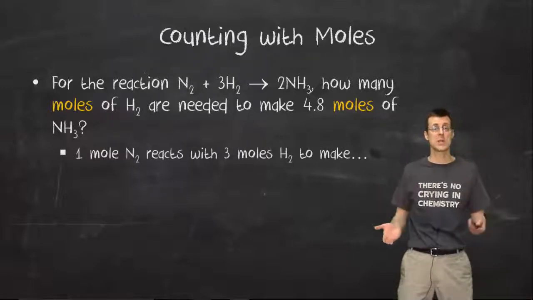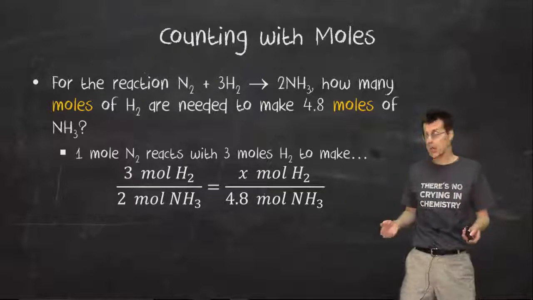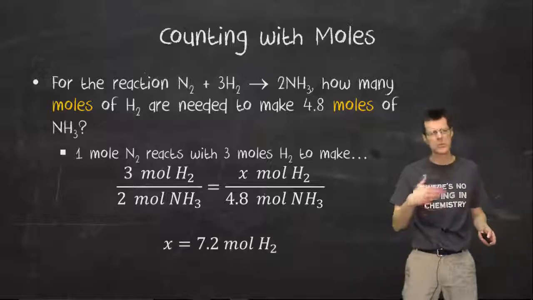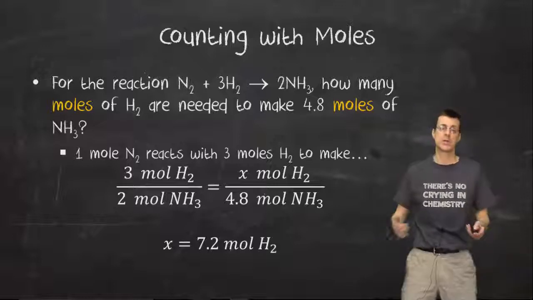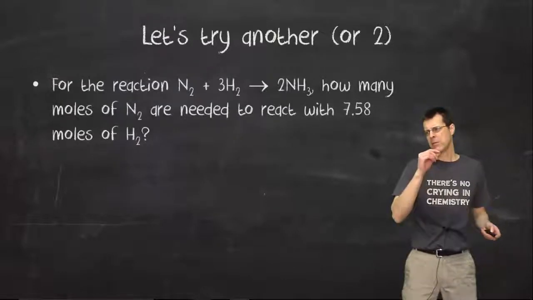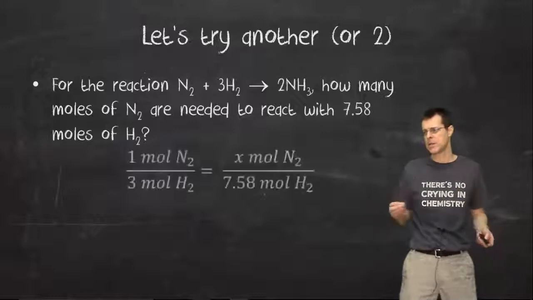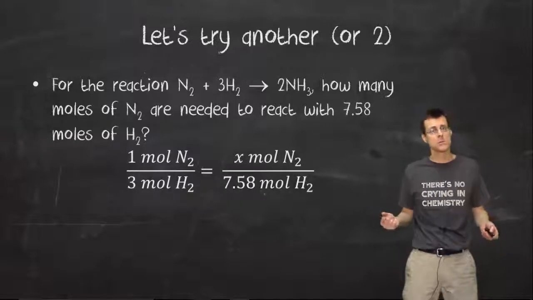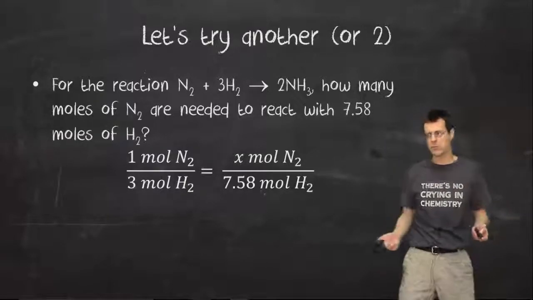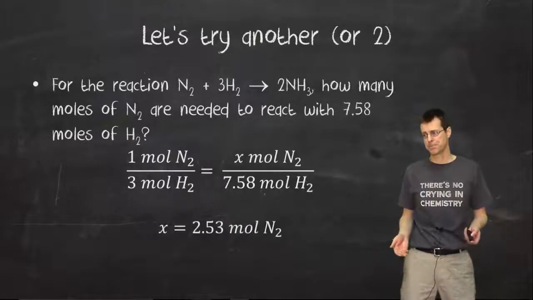Well, we do the same thing because the recipe stays the same. So we set up the ratio exactly the same way. The only thing that's different is now we've got fractions of moles instead of full molecules. And we would solve it the same way, and we'd come up with 7.2 moles of hydrogen. Too easy. It's the same thing we were doing before. If we were to ask the question again, you would set it up the same. You would find a spot where the recipe is followed, or you would figure out what the recipe is. So in this case, 1 mole of nitrogen requires 3 moles of hydrogen, and you'd solve for X.